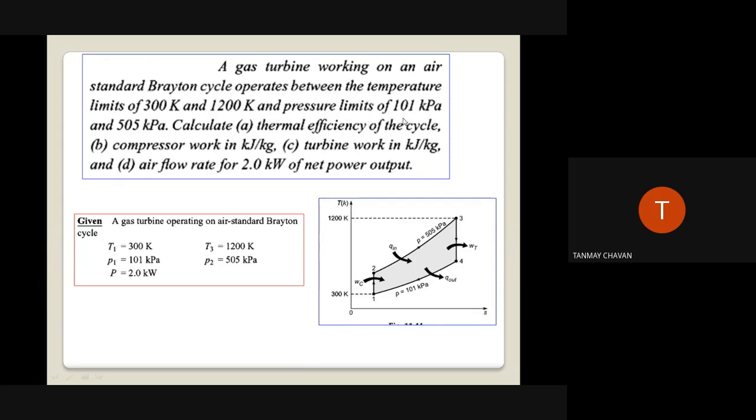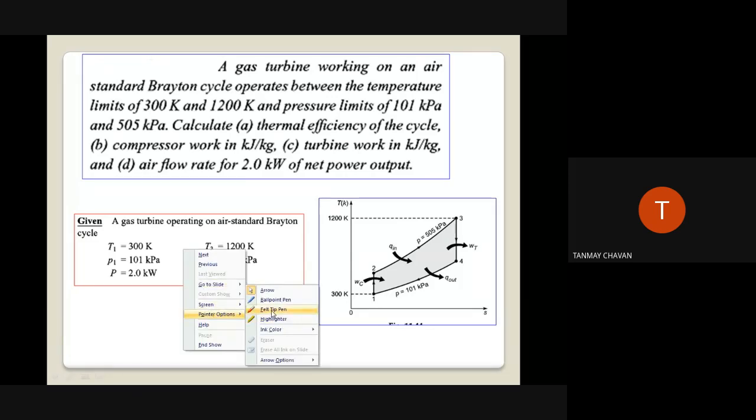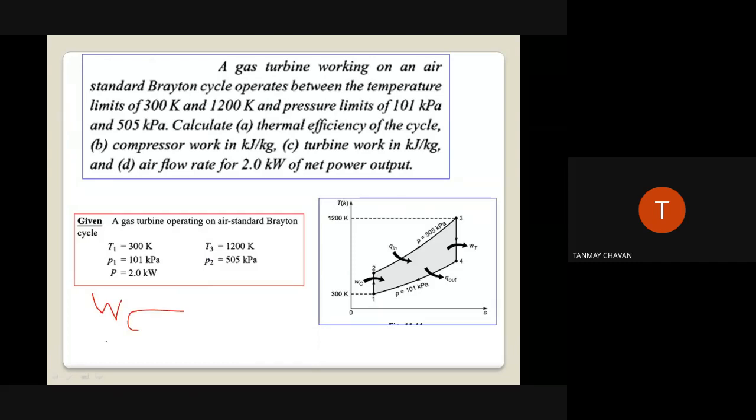Means here we have been given P1 and we have been given P2. So the ratio of P2 by P1 is Rp. Calculate the thermal efficiency of the cycle, compressor work, turbine work and air flow rate for 2 kilowatt of net power. So from the given data, T1 is 300 Kelvin, P1 is 101 kilopascal, P2 is 505 kilopascal, and T3 is 1200 Kelvin. We'll first find out the compressor work and turbine work, and then go for the rest of the data. So find out WC and find out WT.